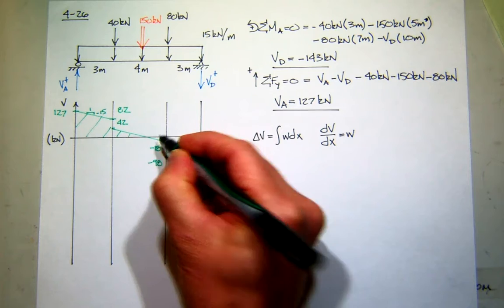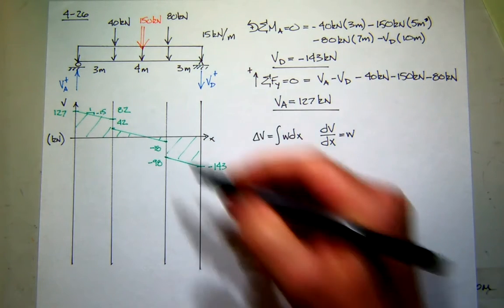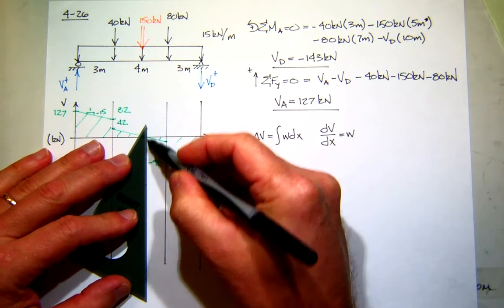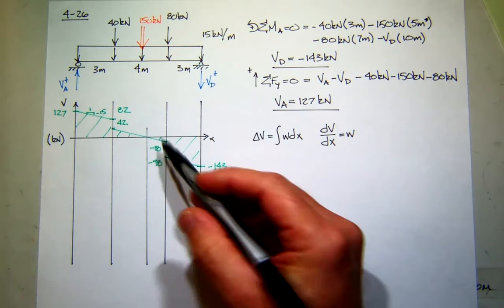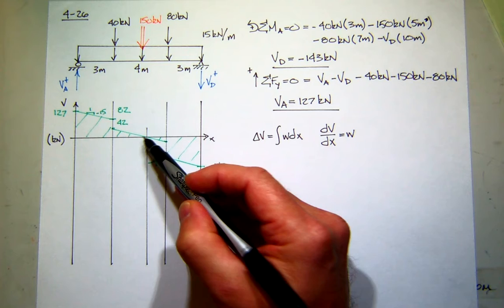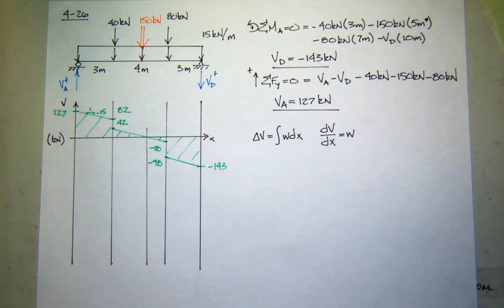But now something unique has happened. Our shear now has a 0 value, and we need to add that to our template. Why? Because we know that when the shear is 0, the slope in the moment diagram is 0. And the 0 slope means you probably got a max or a min. In this case, it's going to be a max.